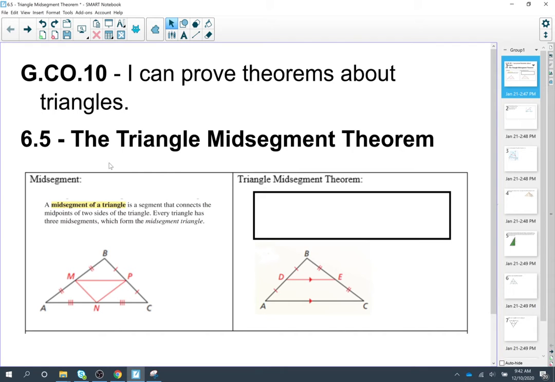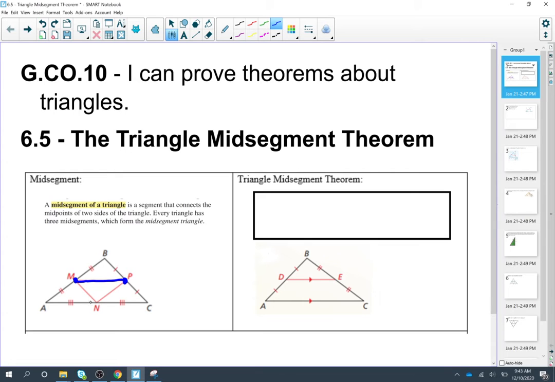So if we take a look at our image over here, a midsegment connects the midpoints. So if I look at the side AB, M is the midpoint of AB, so I know AM and MB are the same length. It cuts it in half. Then if I do the same thing on the other side of the triangle, and I put the point that cuts it in half, and then I connect those 2 points, then MP is a midsegment of the triangle.